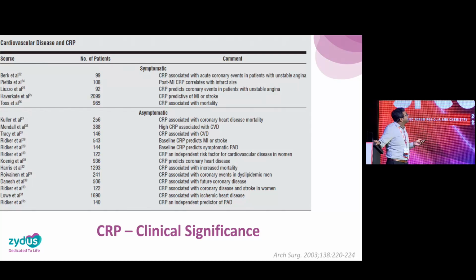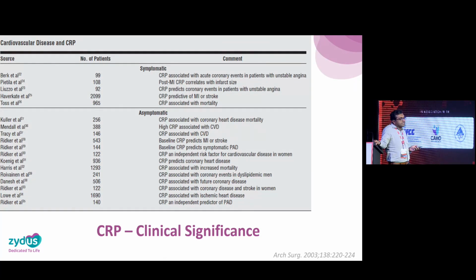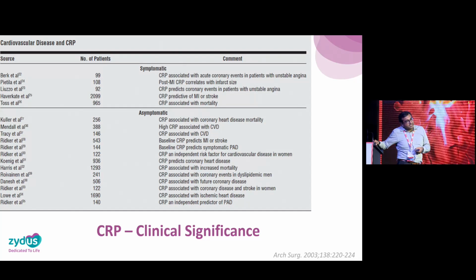This is a few of the meta-analyses with the number of patients where you can find that CRP is associated with acute coronary event in patients with unstable angina. Post-MI CRP correlates with infarct size. CRP predicts coronary event in patients with unstable angina.